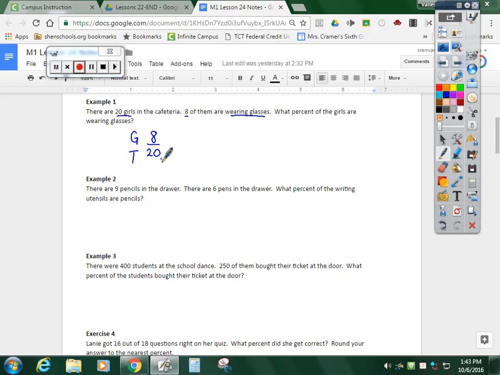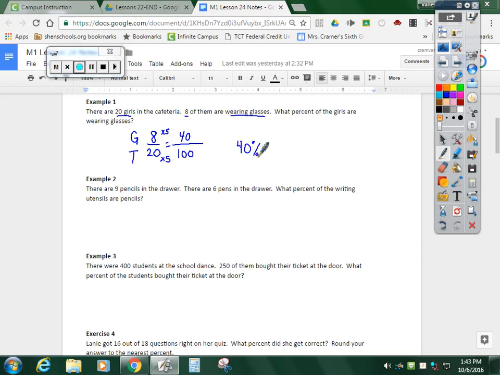The question is asking what percent are wearing glasses. So we know percentages are out of 100. So I'm going to set it equal to a fraction with 100 in the denominator. You really have to scale this ratio up to have 100 in the denominator. So 20 times 5 is 100. Whatever you do to the bottom, you must do to the top if you want the ratios to be equivalent. And that means that 40% of the class is wearing glasses.